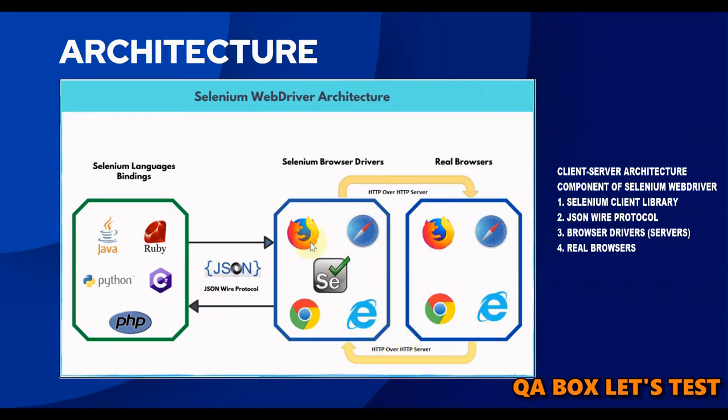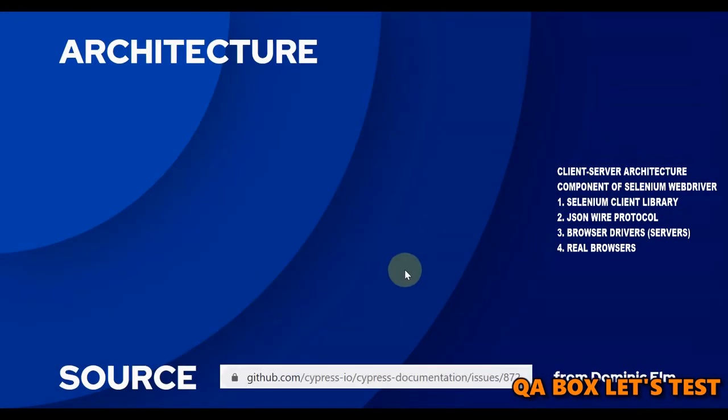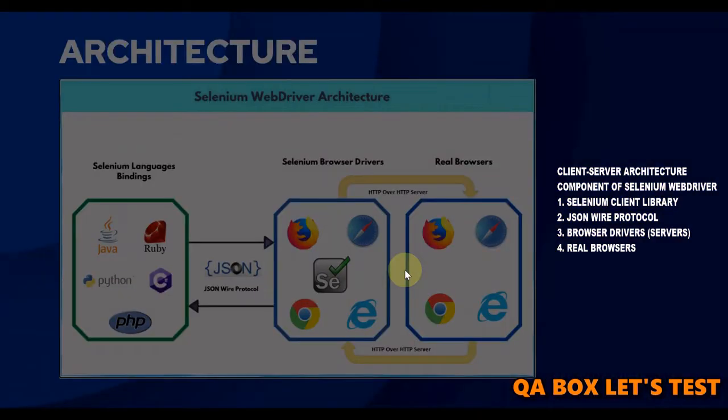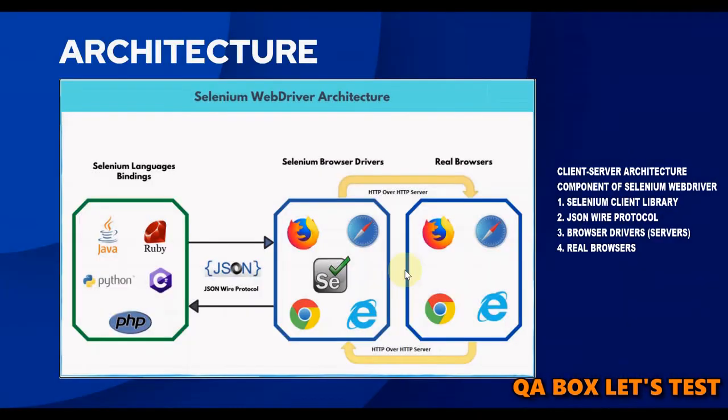Now each browser, as you can see, has its own driver. This is the Gecko driver, which is for the corresponding Firefox browser. Same way you have Chrome driver for Chrome, IE driver for IE, and Safari driver for Safari, and so on. So each browser has a specific browser driver. Browser drivers communicate with their respective browser and execute the command by interpreting the JSON which they receive.